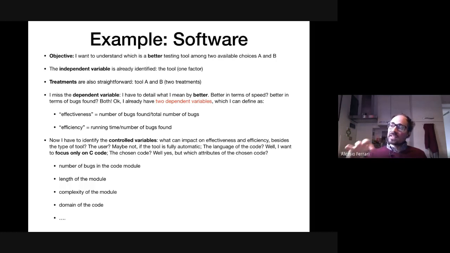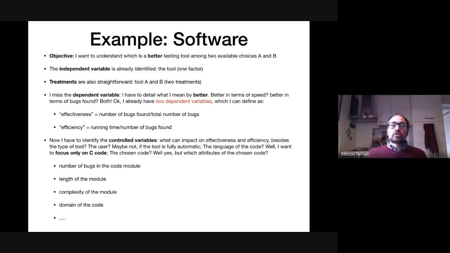So you see that I'm reducing my scope of interest somehow. Before I was speaking about the difference between tool A and tool B in finding bugs, but now I am saying that I'm focusing just on C code, on a certain type of language.